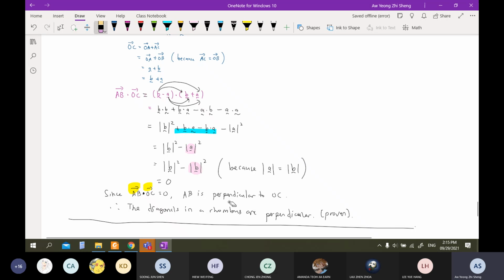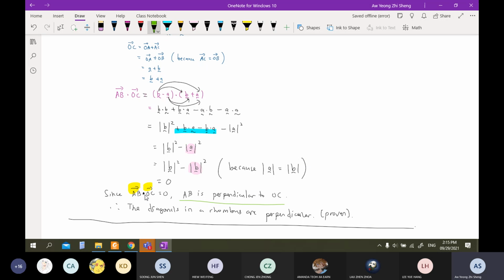Right? So when you talk about perpendicular, you can say two lines are perpendicular. You can also say two vectors are perpendicular, depending on your need. So here we are more concerned about the lines AB and OC, and not so much about the vectors. That's why when I mention this sentence in green, I remove the arrows from AB and OC, because I'm more concerned about the lines, not so much about vectors.